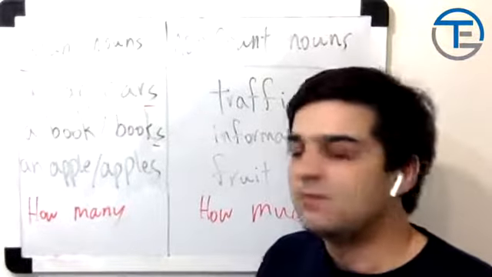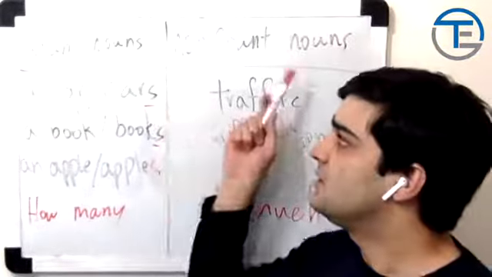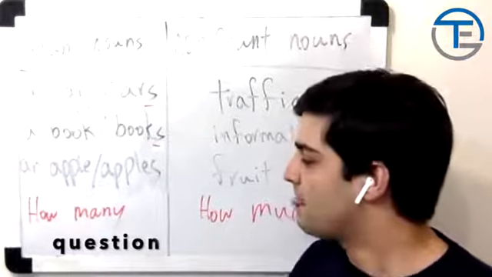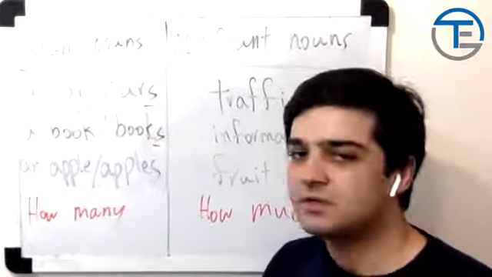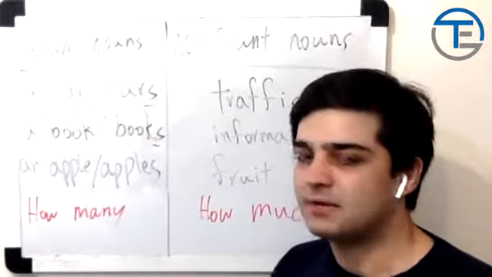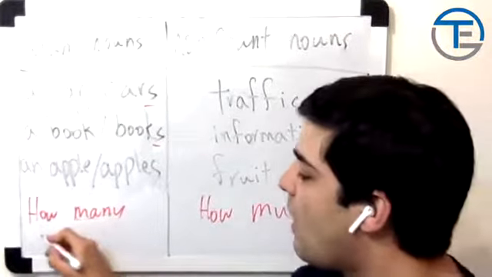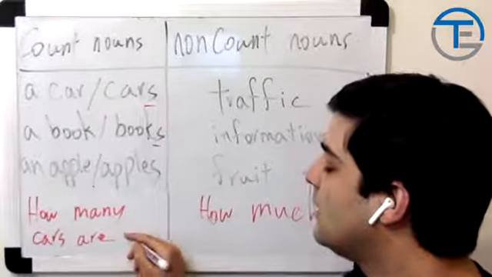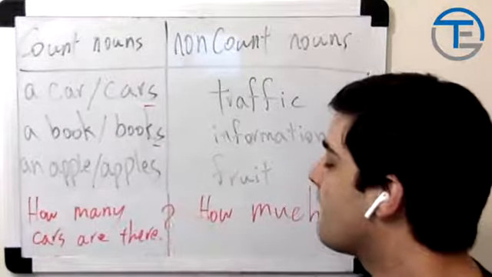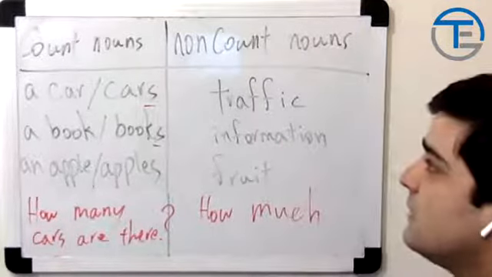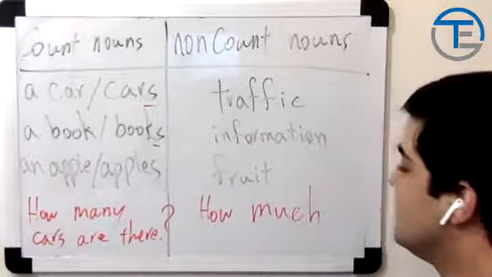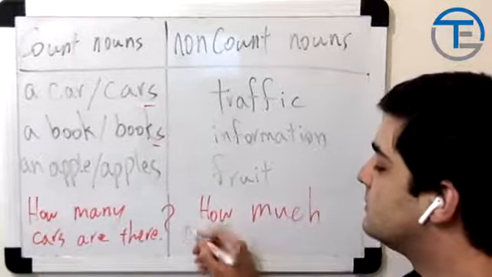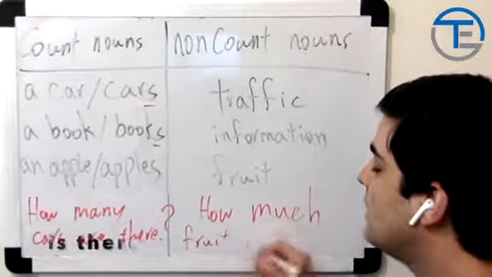Another difference between count nouns and non-count nouns is in making the question. With count nouns, you want to say how many cars are there. With non-count nouns, you use how much. How much, for example, fruit is there.